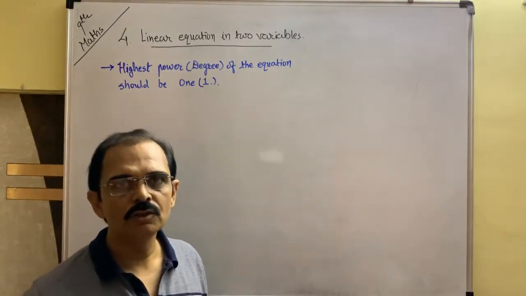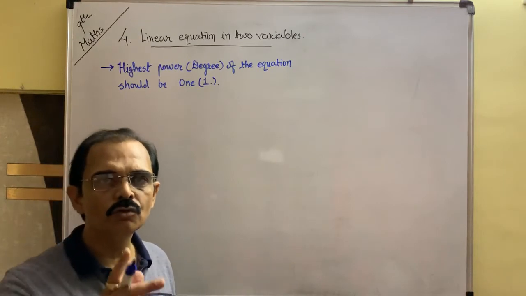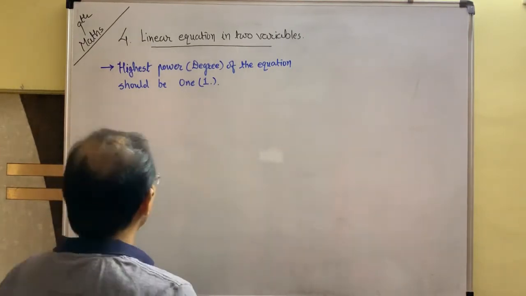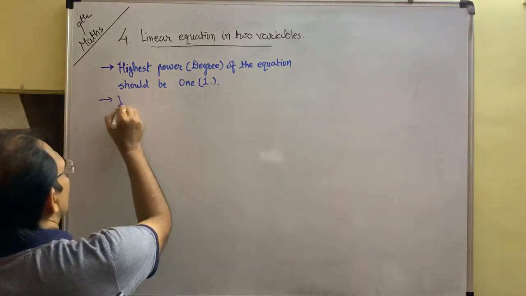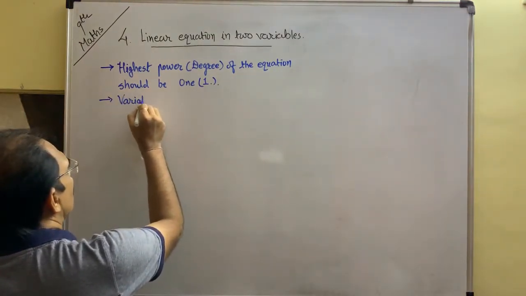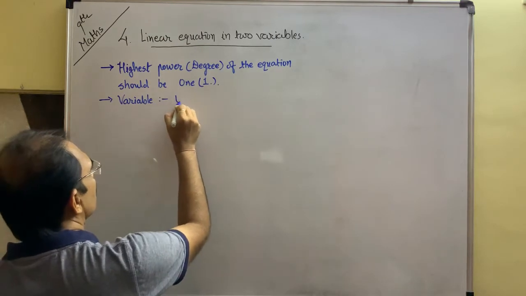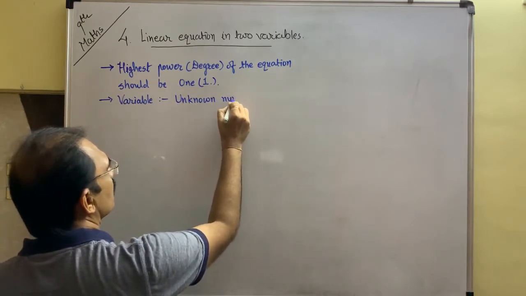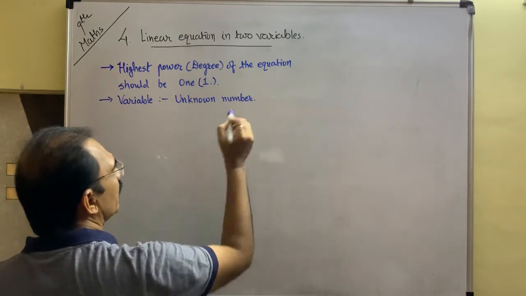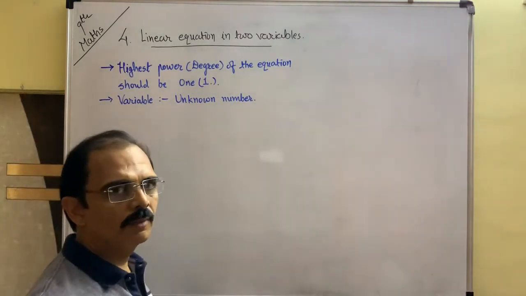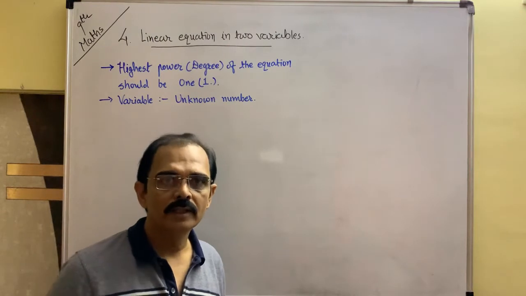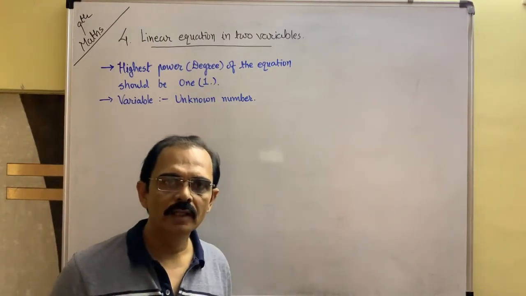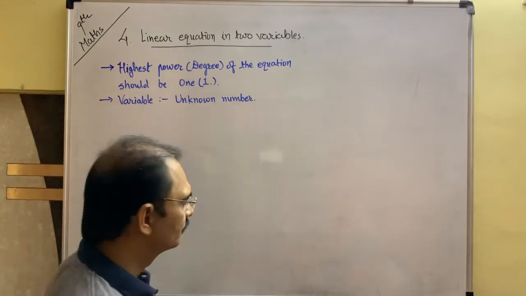Now here we are going to learn about linear equations in two variables. Variable means unknown number which you want to find. Here we are going to learn about two variables, suppose x and y, p and q, a and b, etc.